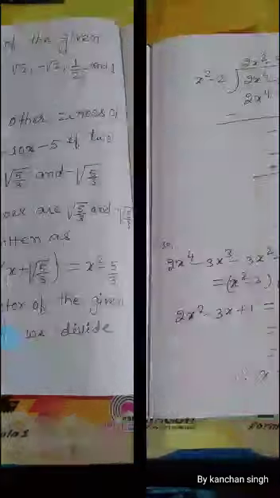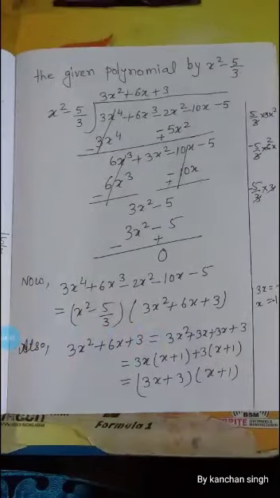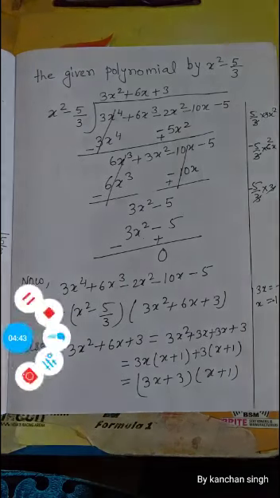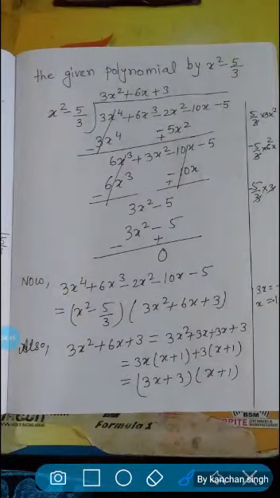Again we will divide this x^2 - 5/3 with the given polynomial. So again let us divide. Now here you will face a little bit of problem. Here minus 5 by 3 is there. So just you make a rough column and you multiply so that there will not be any mistake.